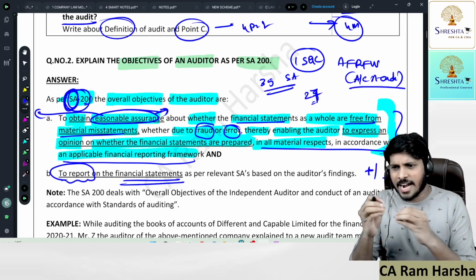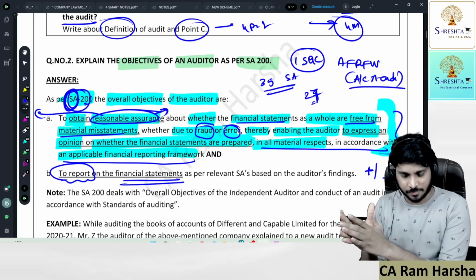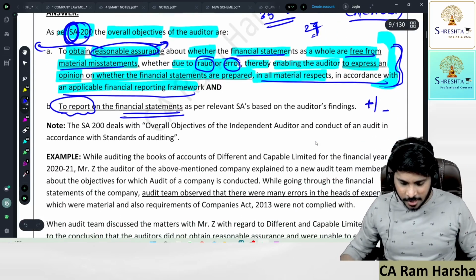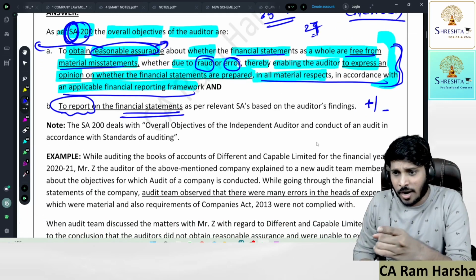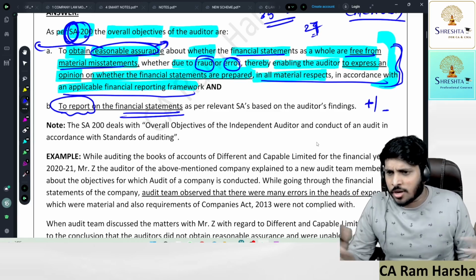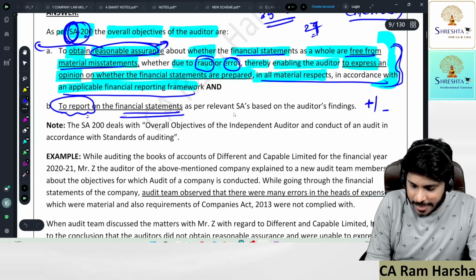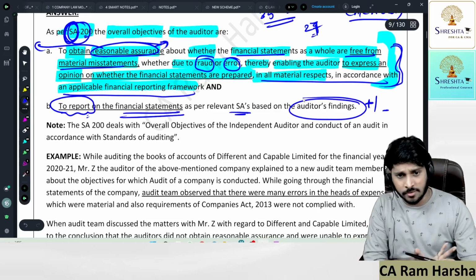Regarding fraud, regarding error, we will discuss in more depth in a separate chapter called fraud. So this entire objective we have already covered. Then finally, after you get reasonable assurance and verify everything, what do you need to do ultimately? What is your objective? Give a report. What will you give in that report? Opinion. That's it. So the auditor will give a report as per SA based on your findings. Whatever you found, that you will report.